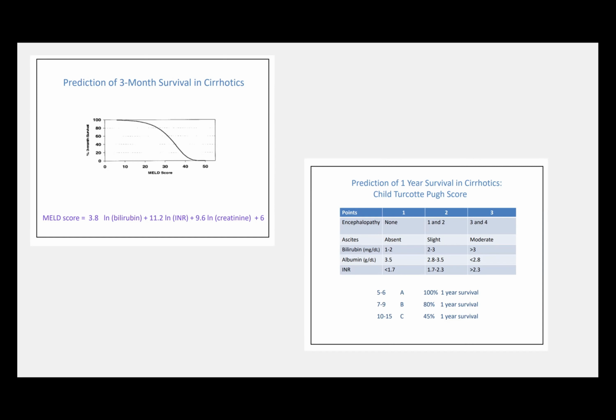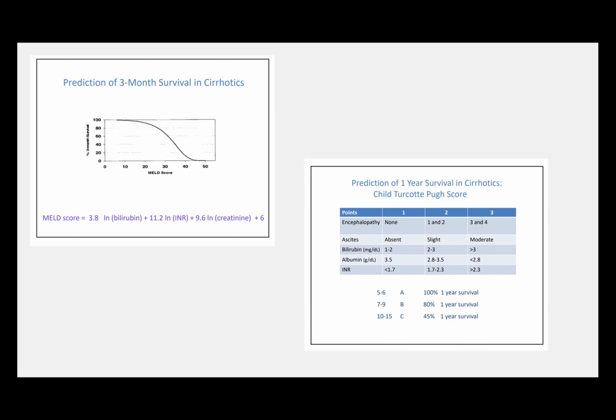So it's actually been found to be quite accurate. And in 2016, this is just based on biochemical markers. It's not based on etiology of cirrhosis. It's not based on any clinical decompensations. It's purely based on biochemical markers.